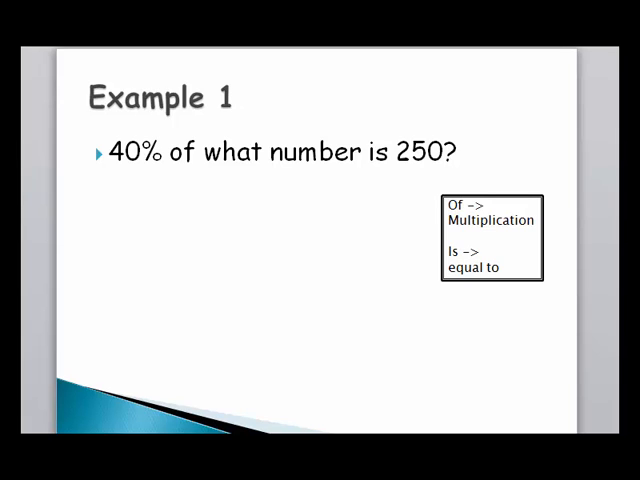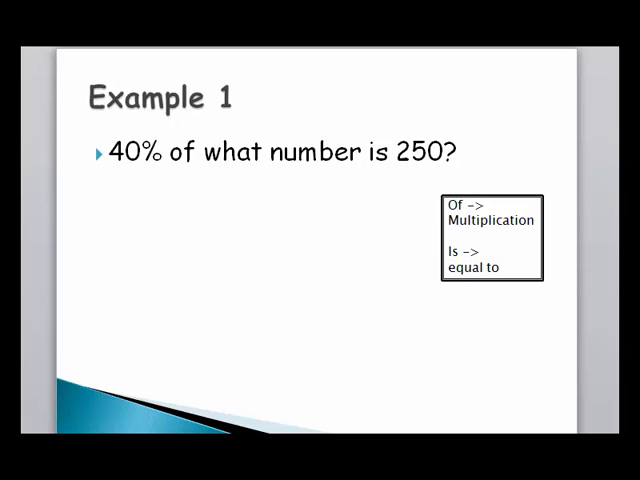There are common words or phrases that we often encounter in problems. You can see two of these in the box on the right-hand side of the screen. This box reminds us that the word of in mathematics symbolizes multiplication, and that the word is translates into an equal to or an equal sign.